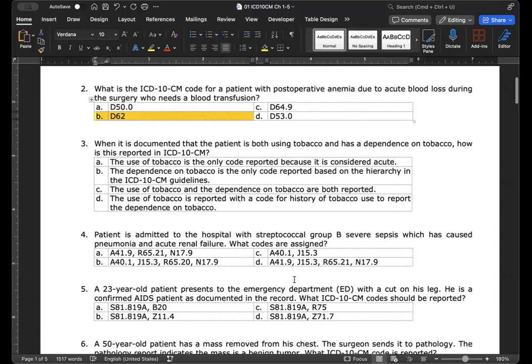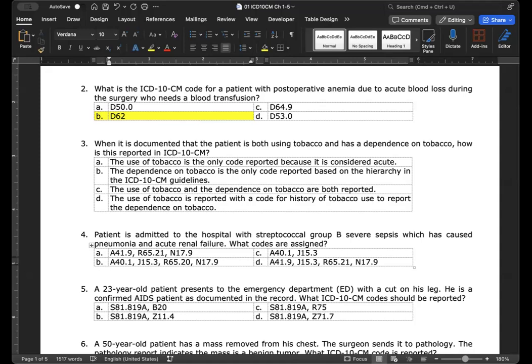Okay. Number 3, this is going to be just a guideline-based question. You might have a question like this on your CPC exam where they test you to know whether or not you know your guidelines. When it is documented that the patient is both using tobacco as well as has a dependence on tobacco, how should we report that in your ICD-10-CM? It's reported as dependent. Yep.